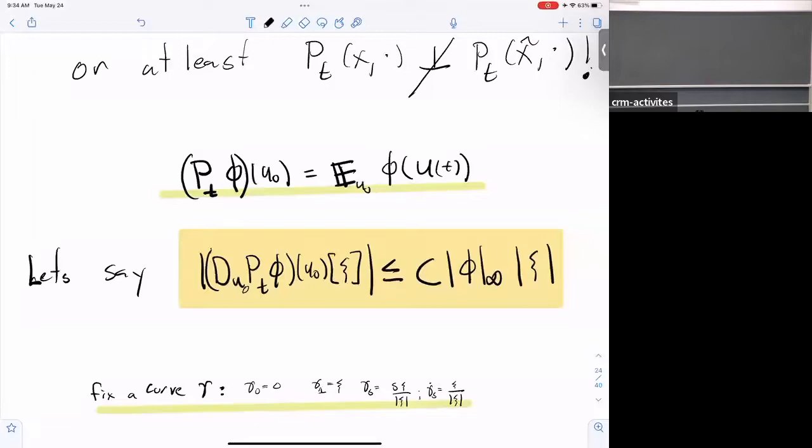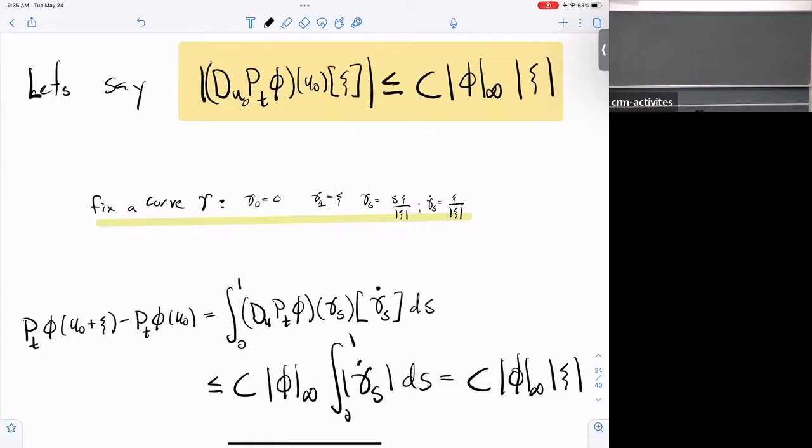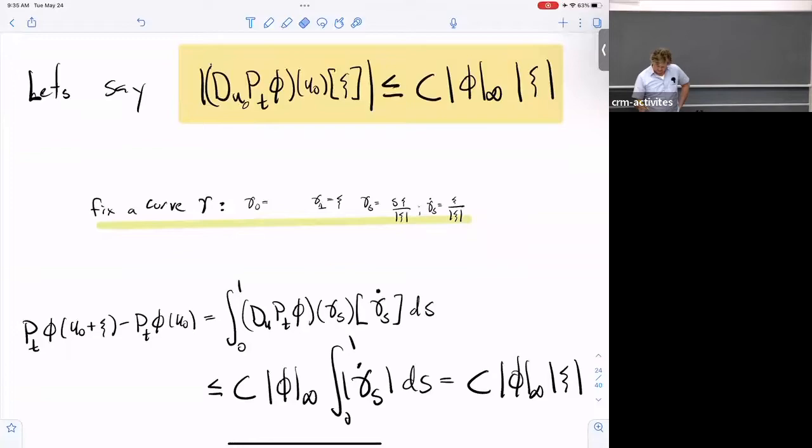Let me show you how that relates to the previous conversation. So if I pick a curve, starting from some point zero. Okay, that's fine. Oh no, I see, I did something different than I usually did.